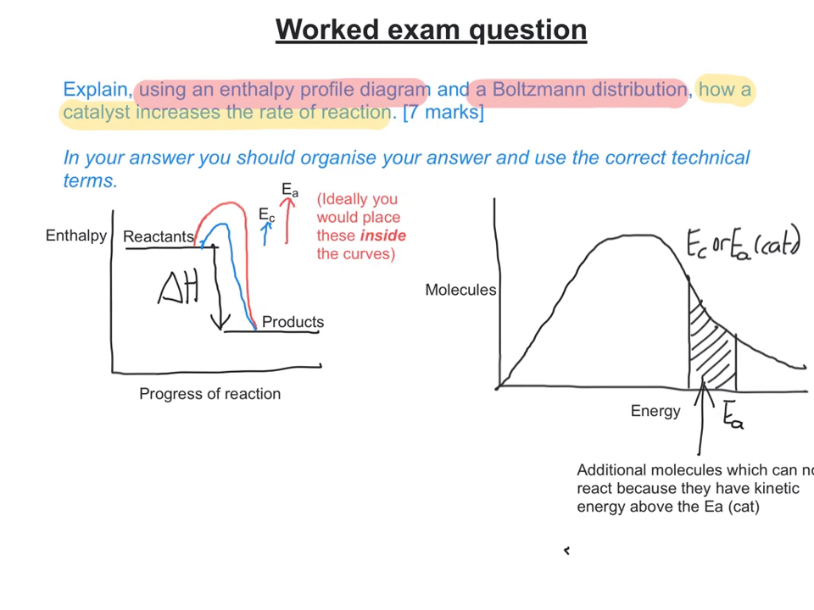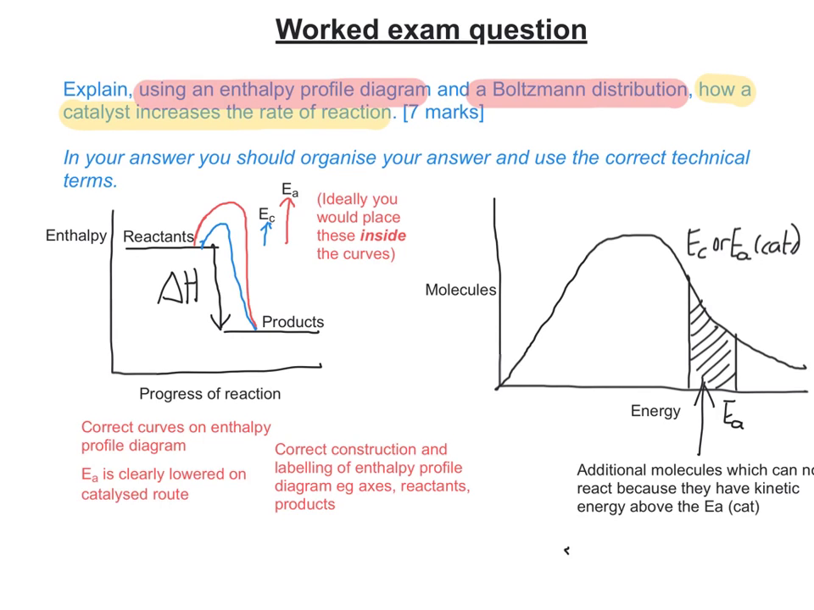We go about marking this. So first of all, you have your curves and your enthalpy profile diagram done. So those are the 3 points that will get you marks there. You'll also need to say that the activation energy is correctly shown in that way. With the Boltzmann diagram, you need to have correct drawing of the Boltzmann diagram itself. You'll also need to say there are more molecules with energy above the activation energy with the catalyst.